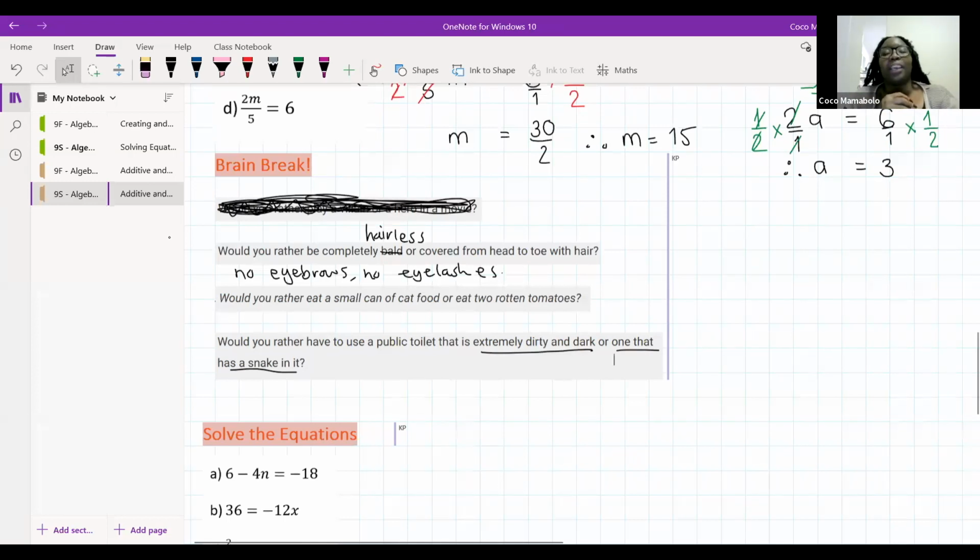Luvo, which would you pick? The dirty and dark toilet or the one with the snake in it? The one with the snake in it. Guys, come on. Hi, guys, no. You guys don't love your lives. You guys don't love yourselves. Luvo, really? Make it make sense for me.